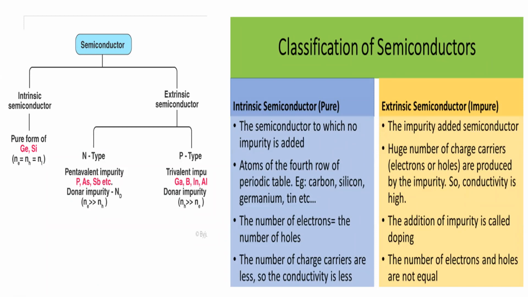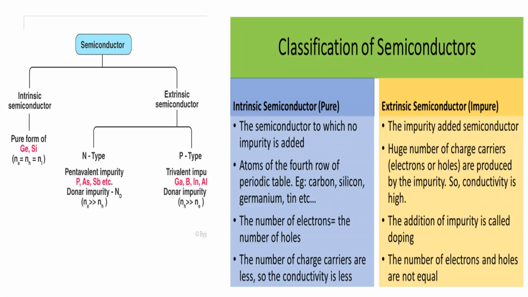Okay. And the number of charge carriers is less, so the conductivity is less. As I told you, by increasing the temperature or by increasing the potential, we can create only a few electron hole pairs. We cannot create more of them. So for an intrinsic semiconductor, the conductivity usually is very less.